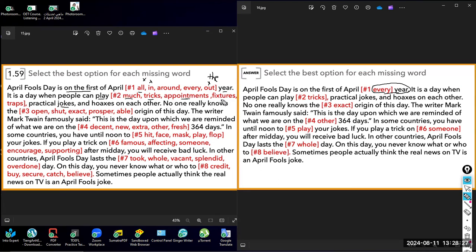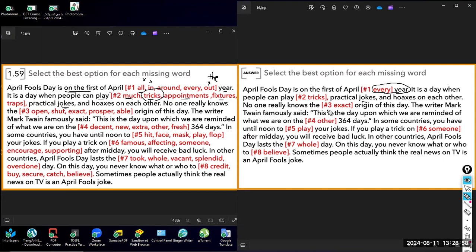Fixtures, it's not about fixtures at all, because what am I talking about? I'm talking about jokes, and these jokes, for example, should be played on this day. So I have to say to play tricks on this day, which is the first day of April. Okay? So tricks, practical jokes, and hoaxes to each other or on each other.